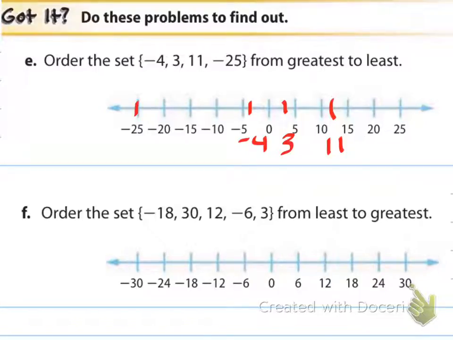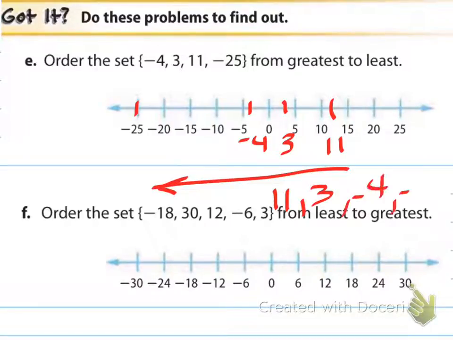Now put them in order from greatest to least. I'm going to go this direction. I'm going to say it's 11, then 3, then -4, and -25. If you, instead of using the number line, wanted just to group your numbers, you would have 11 and 3 together, and you know 11 is bigger than 3, so it would be first. And then you have -4 and -25 together. And remember, negative world is opposite world, so -25 is actually the smallest number, and -4 is the bigger number. And so 11, 3, -4, -25.